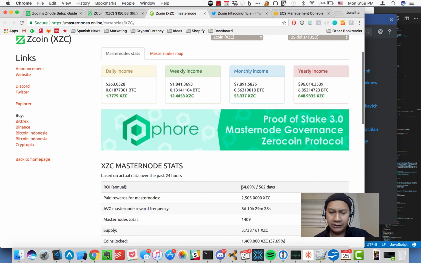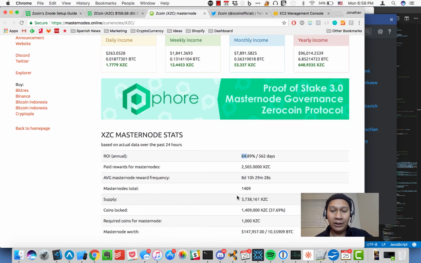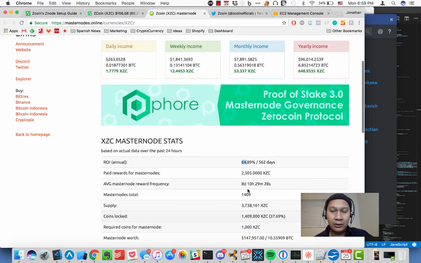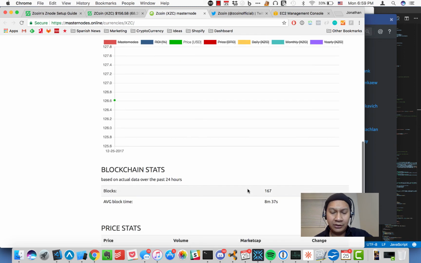Currently, it's predicted based on today's stat that it's going to be a 65% ROI. I would imagine that this would be around 50% for the next 3 months, and then we're going to start to decrease to about 40% ROI. As more masternodes come online, there's less rewards paid out to everyone. So hopefully the price of the coin goes up, much like Dash, and makes running a node worthwhile. So right now, I think it's still pretty cheap.